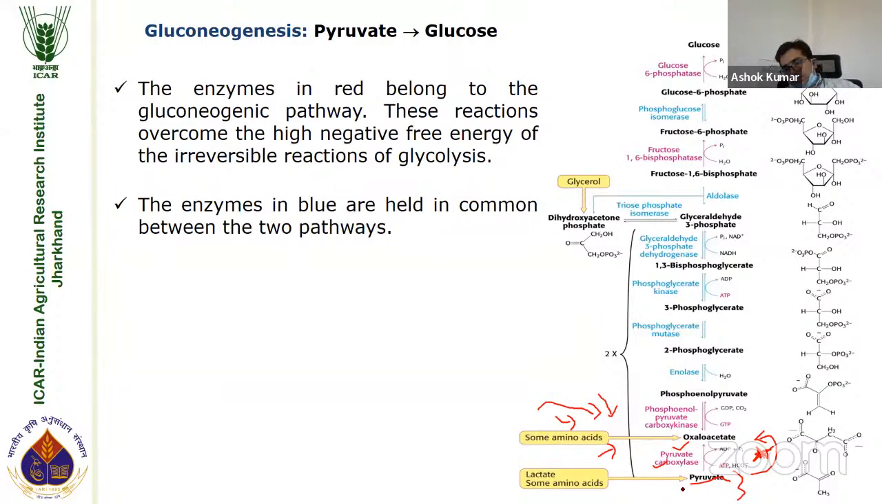Further, another specific, unique enzyme of the gluconeogenesis process is phosphoenolpyruvate carboxykinase. Carboxykinase means it acts on the carboxylated pyruvate. What is the oxaloacetate state?